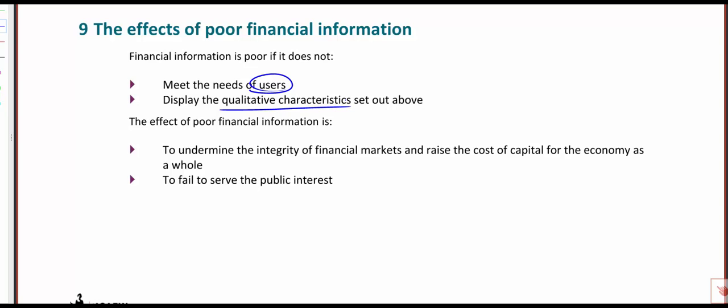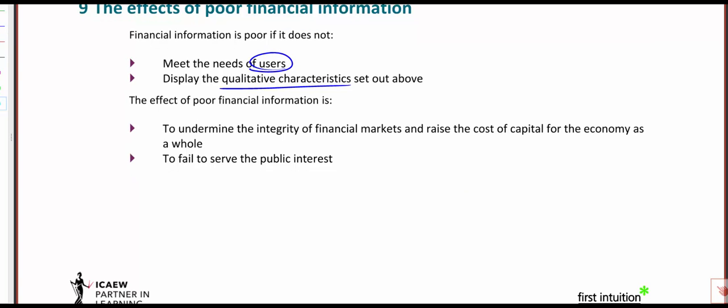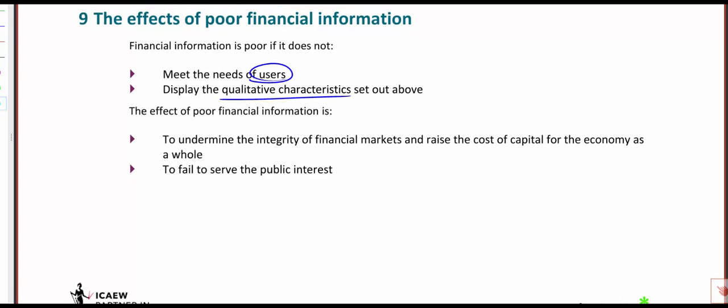Now, in terms of why it's a big issue, well, we've seen already how important it is that financial information is accurate, because the integrity of the financial markets, the stock markets, for example, depends on this. So I need to make sure that financial information is accurate enough to enable shareholders, for example, to make decisions on their investments. Finally, then, also thinking about the public interest.